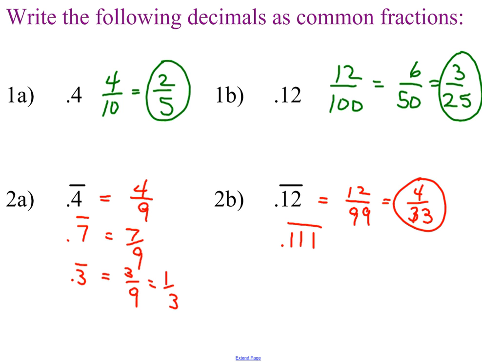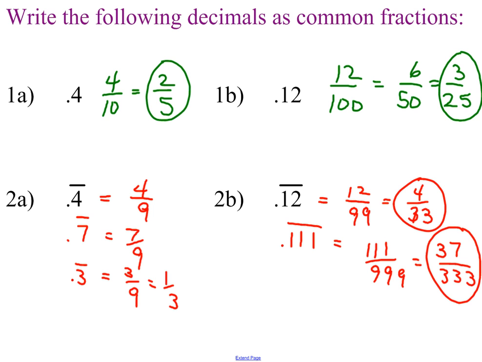0.111, all three repeating, let's say, is 111/999. That is divisible by 3. If you add up 1 plus 1 plus 1, that's 3, and 3 is divisible by 3. So 3 goes into 11 3 times and 7, and 3 goes into 9 3 times. So 37/333. And let's hope that's reduced far enough. You can check and see if 37 goes into 333.